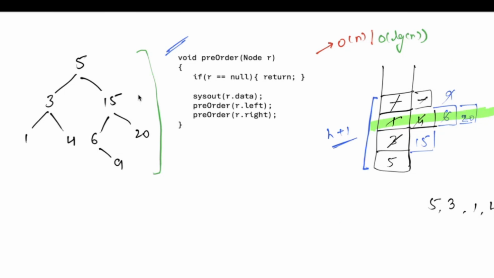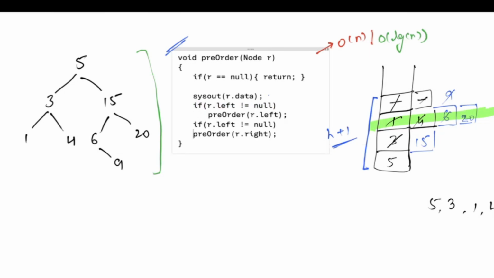You can check if both child nodes are null, then you just don't do the pre-order. So let's see. If I put a check, if root dot left is not equal to null, only then call it, right? Similarly, if root dot right is not equal to null, only then call it.